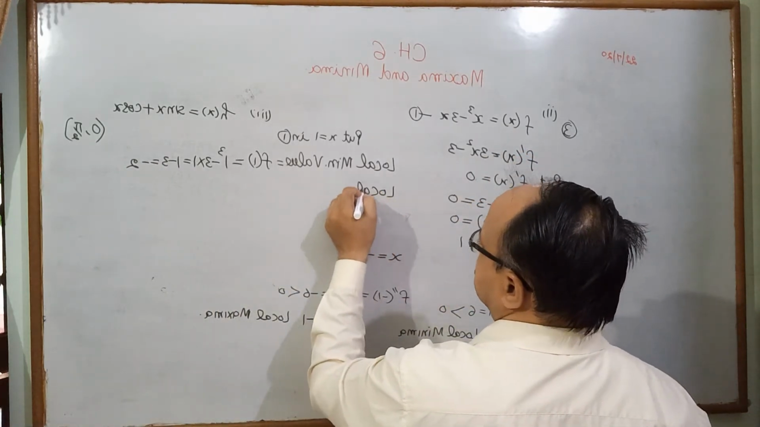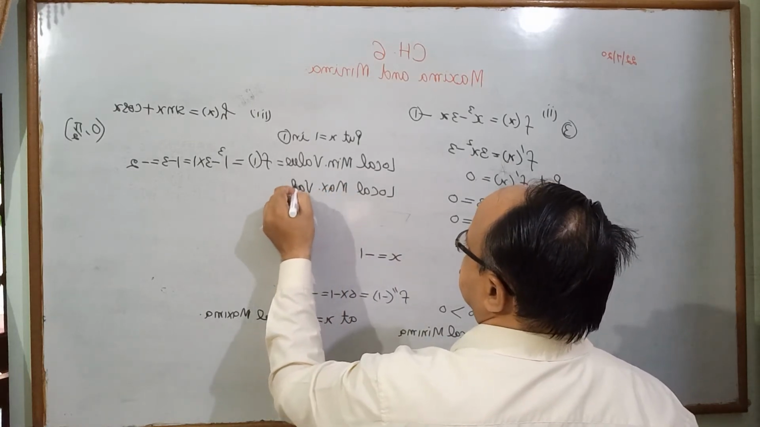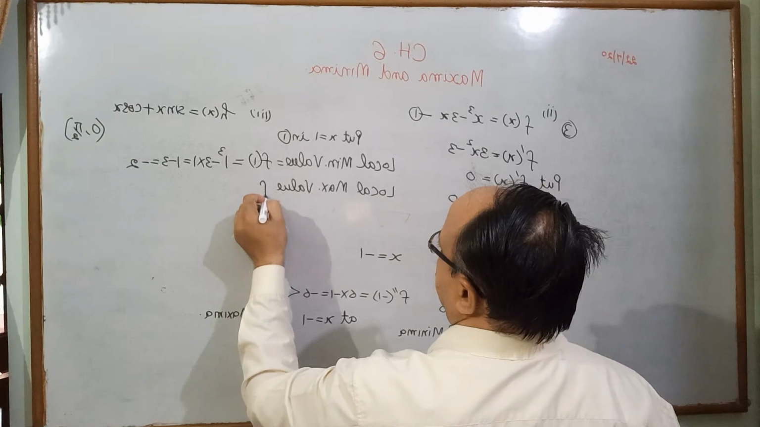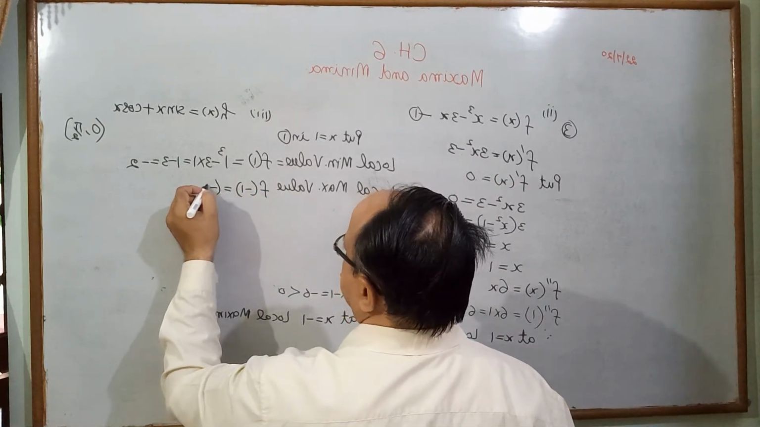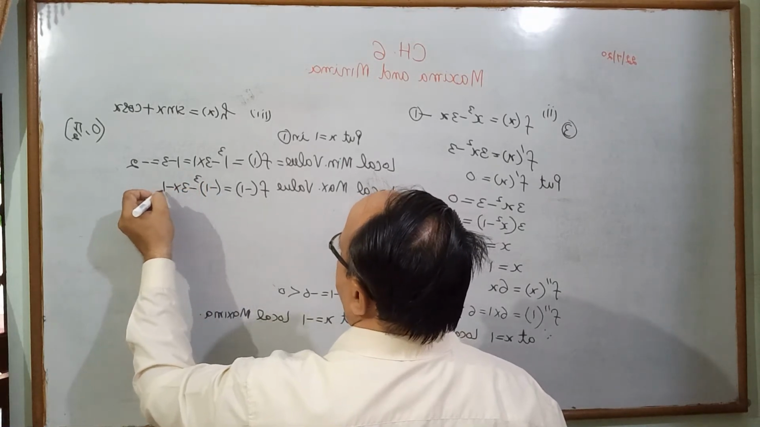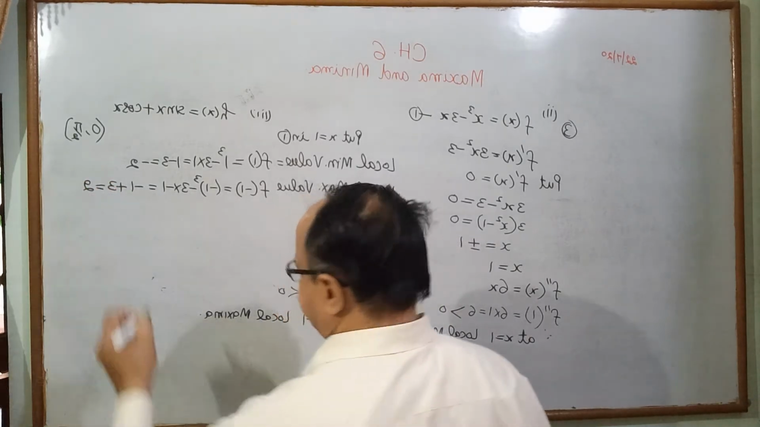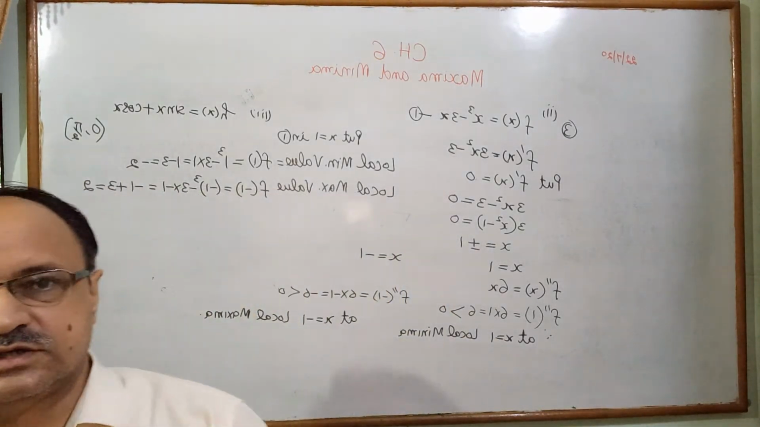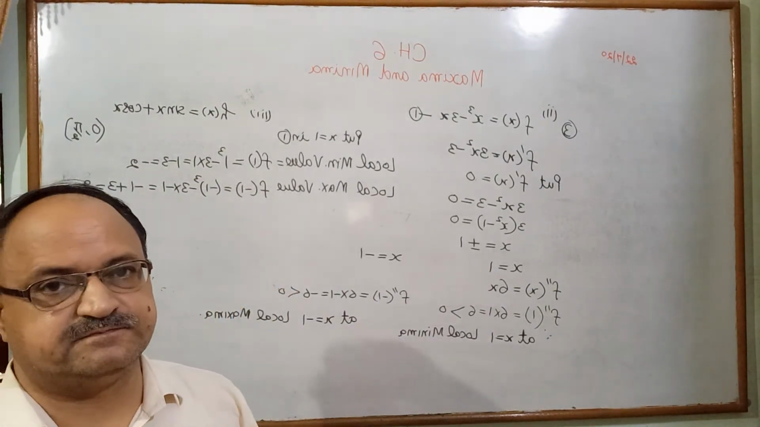And the local maximum value: f of minus 1, when you put here minus 1 cube minus 3 into minus 1, that is minus 1 plus 3, that is 2. Clear? This is the complete solution of question number 3, second part.